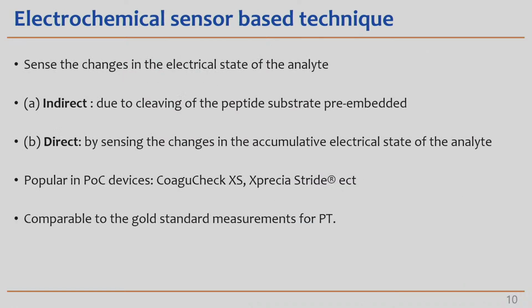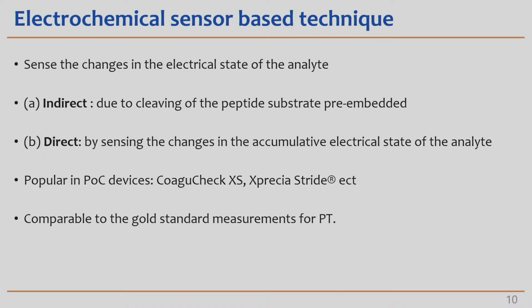The next method is the electrochemical. In the electrochemical method, we have direct and indirect approaches in which the process can be held. In the indirect method, we are looking at the formation of thrombin. Whenever thrombin is formed, we have very sensitive receptors binding to the formed thrombin in the sample, and whenever fibrinogen is converted into fibrin, we have particular peptide substrates that detect the clot.